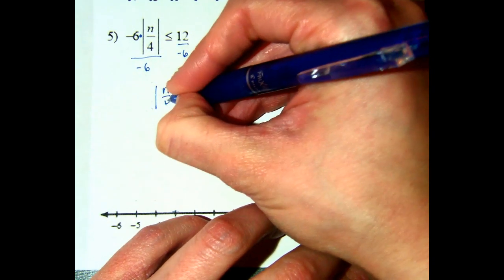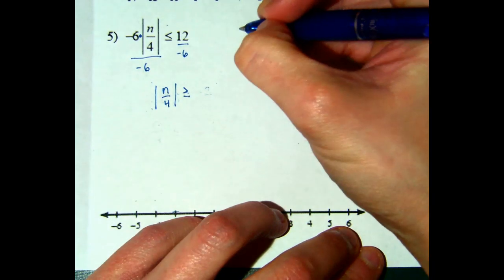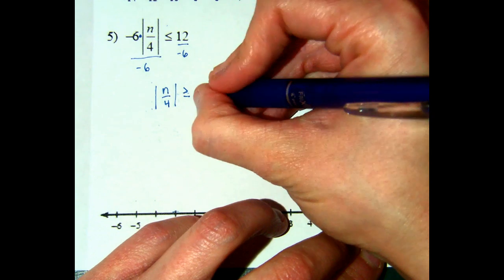Remember, if you are dividing by a negative with an inequality symbol, you have to flip that symbol. If you don't, you will set it up incorrectly. 12 divided by -6 is -2.